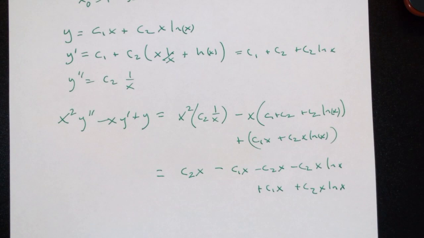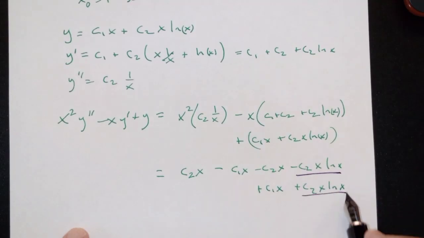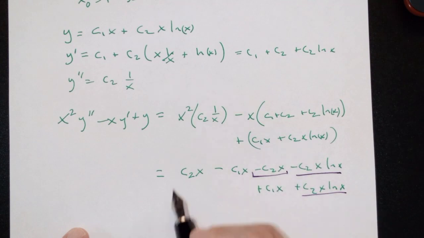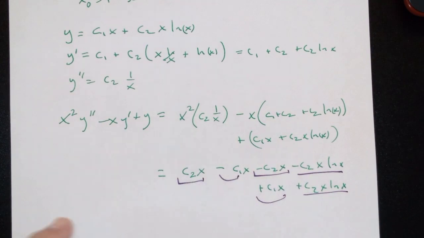Please notice, wonderful things happen. This cancels with this. This cancels with this. And this cancels with this. It is 0. I now know this equation is a solution to my differential equation.